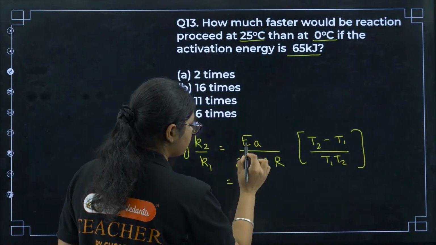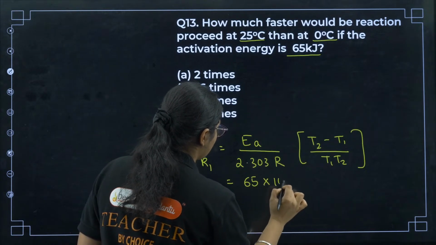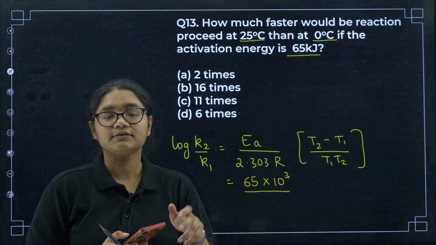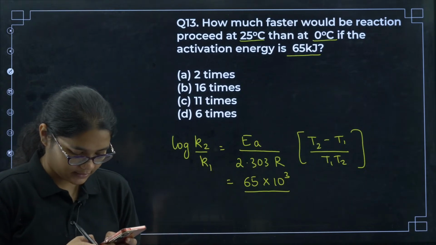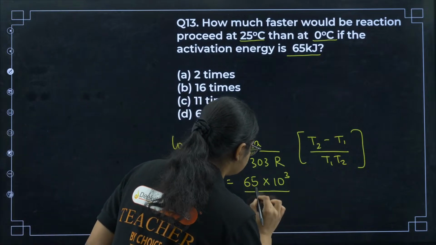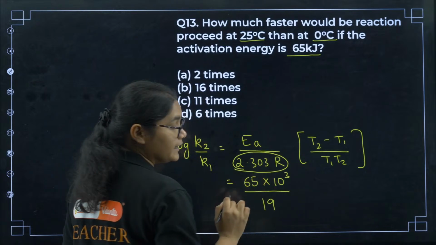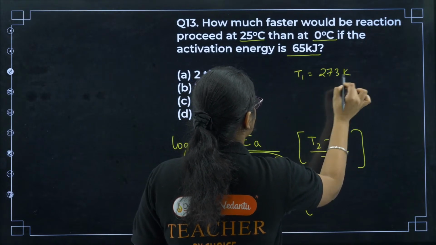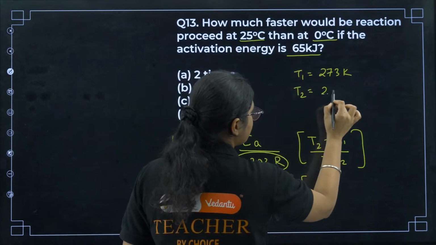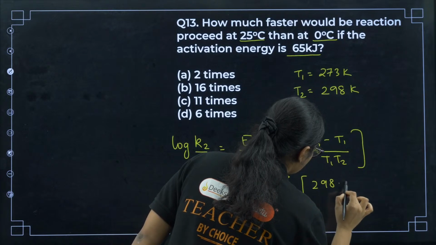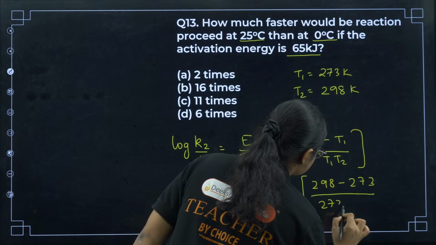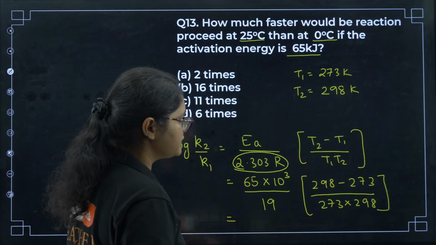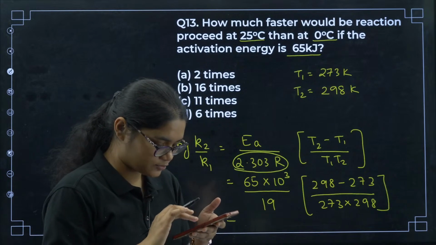Okay, so we have been given this activation energy, 65 into 10 to the power of 3. Now 2.303 into 8.314. You should be remembering this value, which is most of the time used. Please remember this value is 19, 2.303 into 8.314. Now what is the temperature? T1 is 273 Kelvin, and T2 is 25 plus 273, 298 Kelvin. So 298 minus 273 divided by 273 into 298. Now we have to solve this. Please take your time and solve this question.